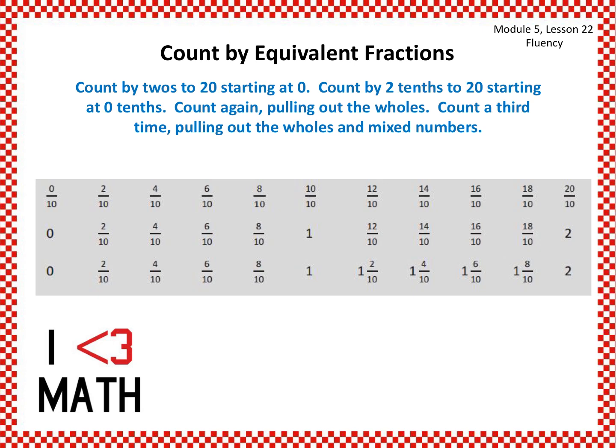This is Fluency Module 5, Lesson 22, and the only thing that we have today is counting by equivalent fractions. And so today we're going to count by 2/10, starting at 0/10 up to 20/10. So let's start there. 0/10, 2/10, 4/10, 6/10, 8/10, 10/10, 12/10, 14/10, 16/10, 18/10, and 20/10.